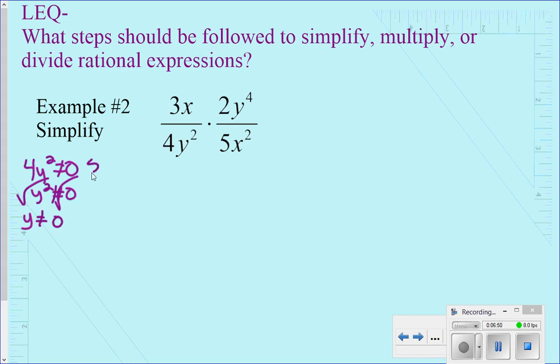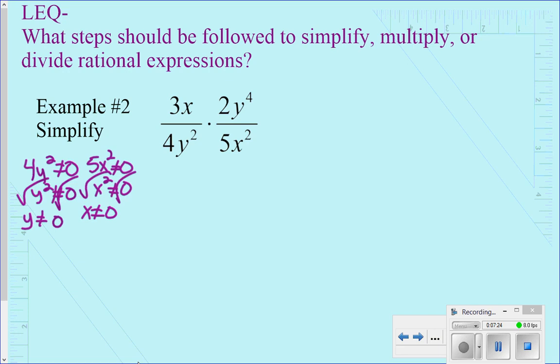Same thing with the 5x squared. Divide both sides by 5, x squared is not equal to 0. Square root of each side, x is not equal to 0. So now I'm ready to simplify. And when we have two fractions or two rational expressions, you have a choice. You can either multiply the numerator straight across and the denominator straight across and then simplify, or you can simplify first, simplify the fractions themselves or the diagonals or both, and then multiply what you have left straight across.